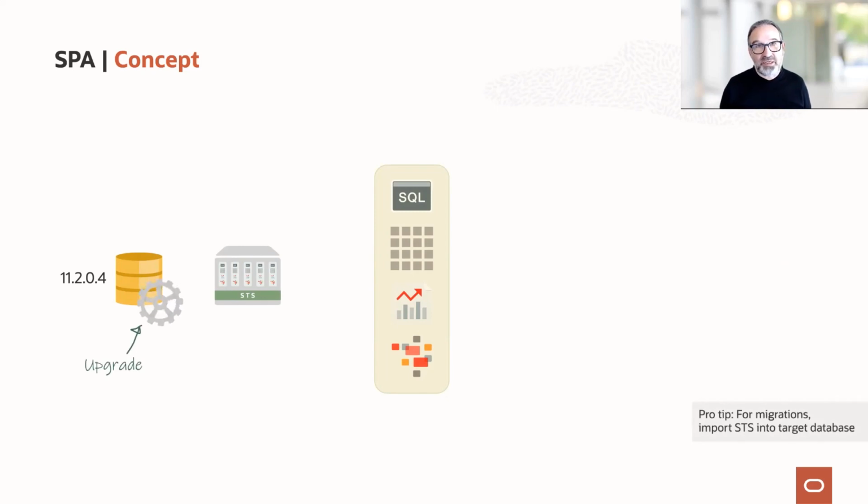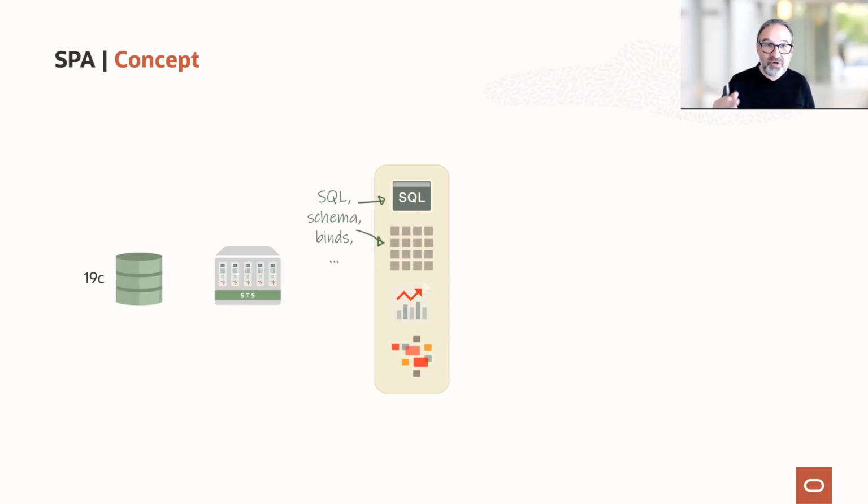We upgrade our test system, and if you go to a new operating system platform with a migration and you don't upgrade, then make sure you export the SQL tuning set in a staging table and you move it to your migrated system. So now we are there. We have all that information in the SQL tuning set.